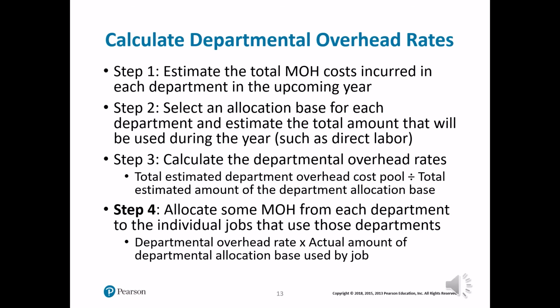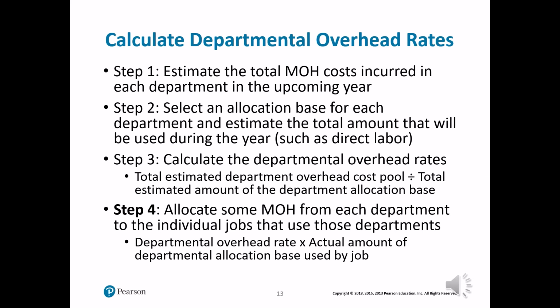Step 3 is to calculate the departmental overhead rates. So we do that, here's an important equation, by taking the total estimated department overhead cost pool. It's a lot of words to describe all of the overhead that is related to that department. And we divide it by the total estimated amount of the department allocation base. That is our cost driver.